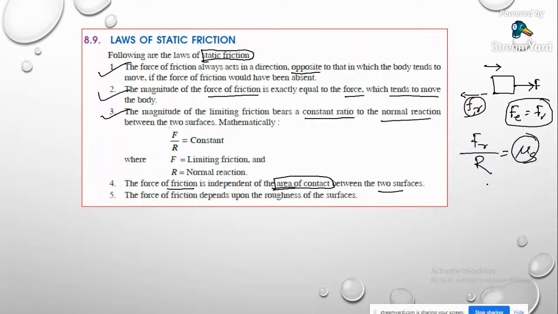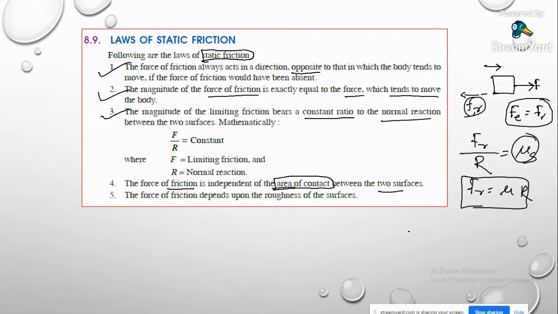Have you identified any area in friction? No. Friction will just be equal to mu into normal reaction. So area is not involved. Always somebody will ask, from an objective point of view or in an interview, does friction depend on the area of contact? If the area is more, will friction be more? No, it does not depend upon the area, so that is a wrong point.